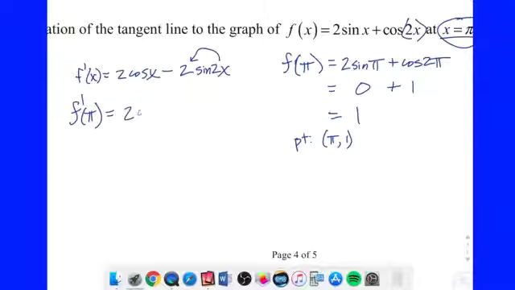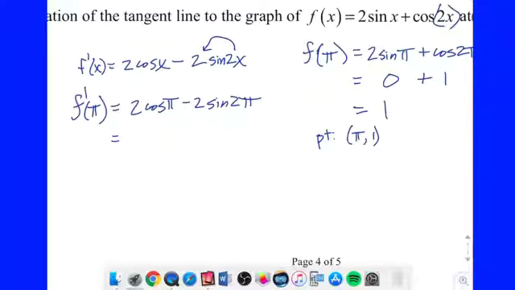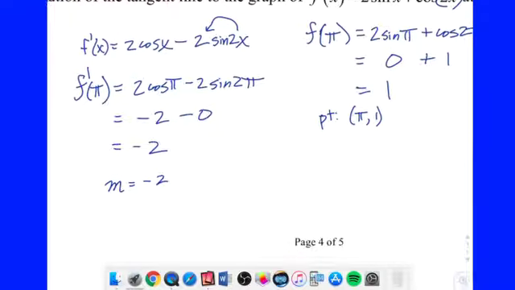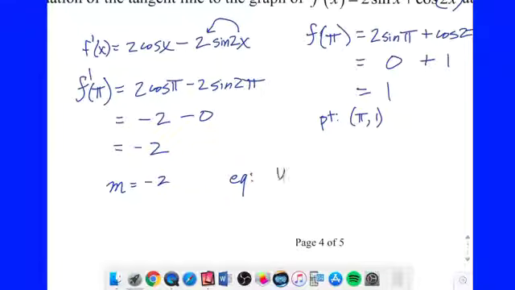F prime of pi. That's 2 cosine of pi minus 2 sine of 2 pi. Again, that's an exact answer, but I don't want to have to write all that over again. So I'll simplify. Cosine of pi is -1, so that becomes -2. And then sine of pi is 0, so that wipes out the second term. So I get my slope then to be -2. And here we go. The equation of the tangent line in Taylor form is y equal the y value of 1 plus the slope -2 times x minus the x value of pi.